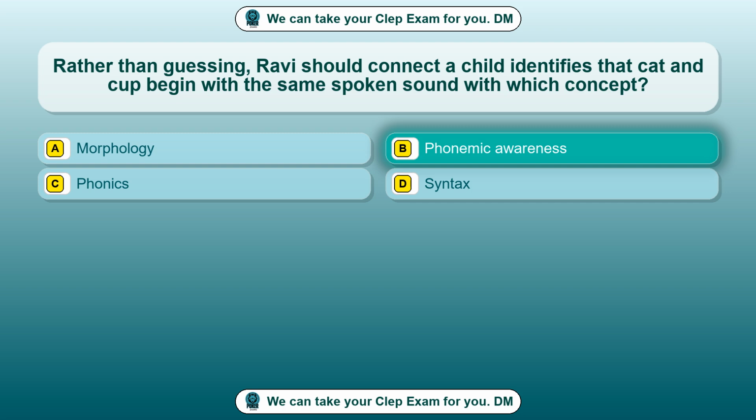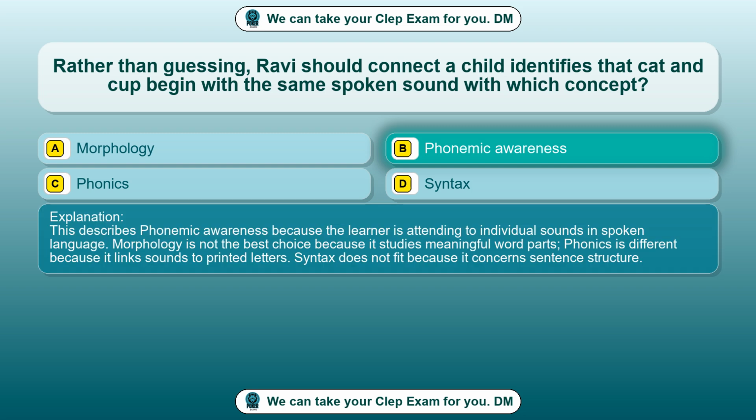Phonemic awareness. This describes phonemic awareness because the learner is attending to individual sounds in spoken language. Morphology is not the best choice because it studies meaningful word parts. Phonics is different because it links sounds to printed letters. Syntax does not fit because it concerns sentence structure.